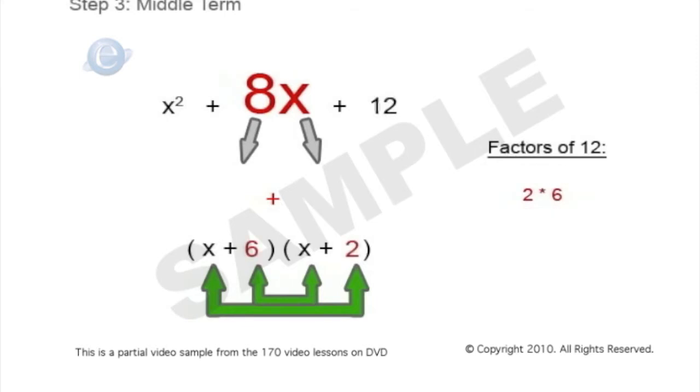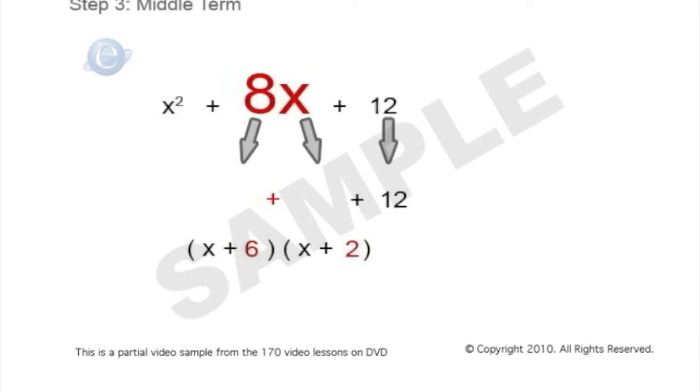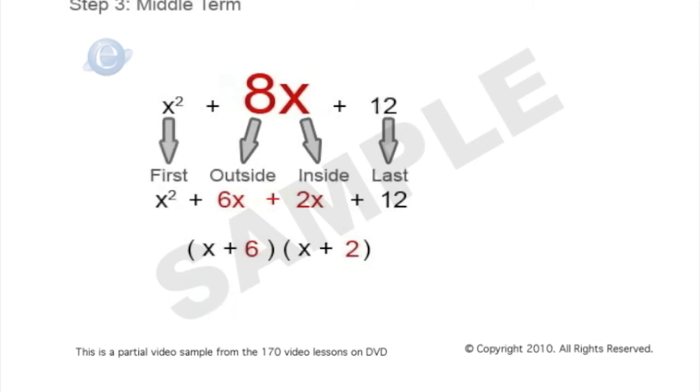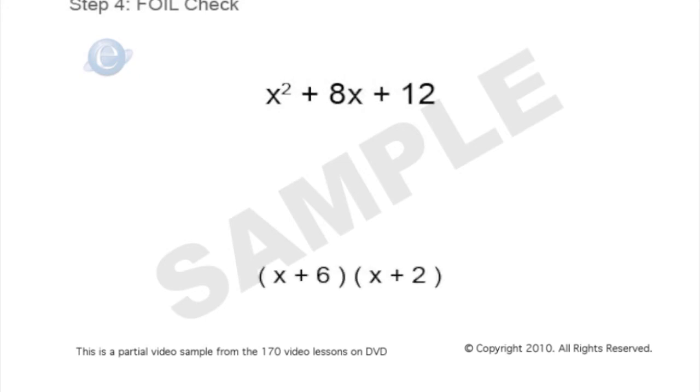So when I multiply 6 times 2 together, I get 12, the third term in my expression. And when I add 6x plus 2x together, I get the middle term in my quadratic expression, the 8x. So go ahead and fill in your parentheses with your 6 and your 2. The final step is to double check the parentheses you've set up. Run through the FOIL method, make sure that when you multiply everything together, you actually end up with the quadratic expression you started with.